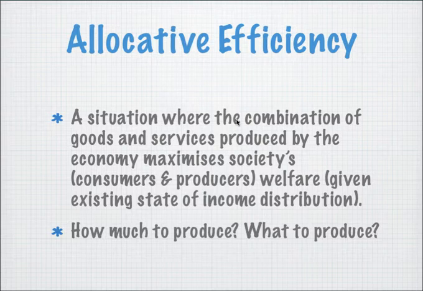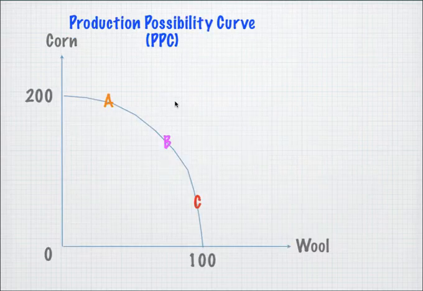Okay, let's look at the diagram again. What I'm trying to say is that, let's say point B is an allocatively efficient point. Let's assume it's an allocatively efficient point. What conditions must it satisfy? Basically, at point B, society's welfare must be maximized. In other words, there's no way that I can improve anyone's welfare without making someone else worse off.